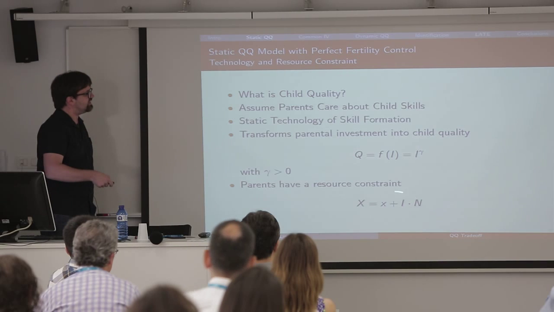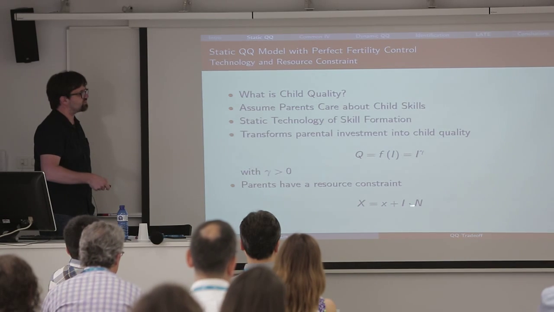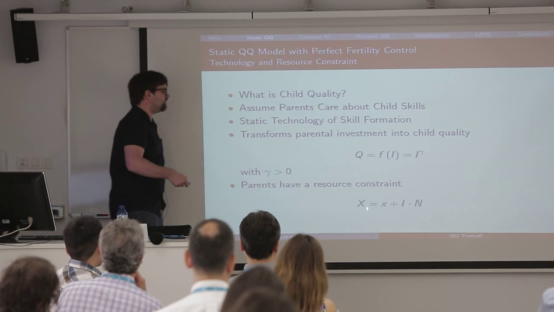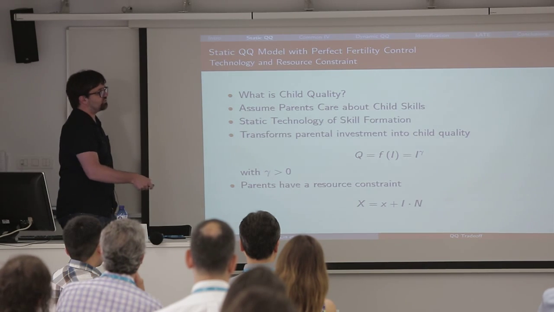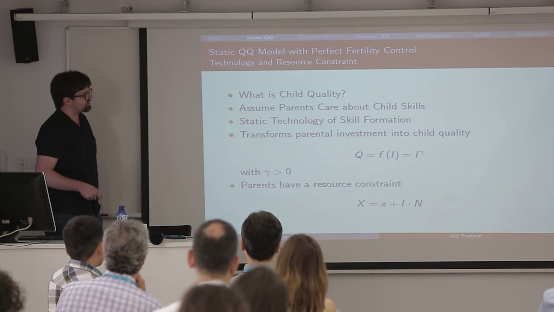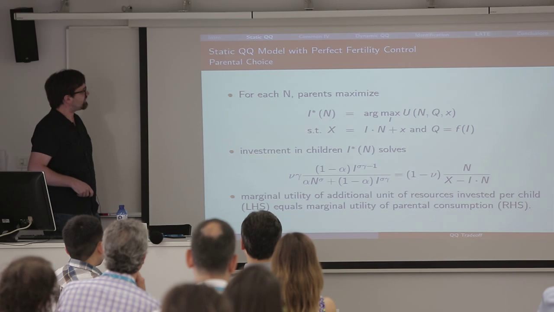Okay, and parents have a standard resource constraint. This is the famous multiplicative term here in the resource constraint that says that, you know, whatever you invest in a kid, you need to multiply by the number of kids, and then that plus your consumption is going to be your total endowment. Yes?